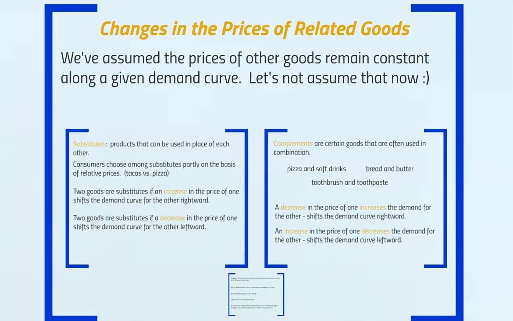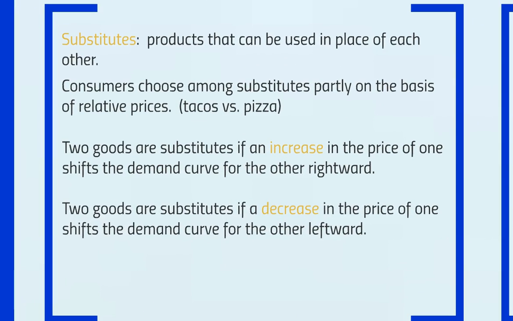Changes in the prices of related goods. We've assumed that the prices of other goods remain constant along a given demand curve. Let's not assume that now. So we have substitutes. Substitutes are products that can be used in place of each other. Consumers choose among substitutes partly on the basis of relative prices. Tacos versus pizza. Two goods are substitutes if an increase in the price of one shifts the demand curve for the other rightward. And again, we'll talk about how the demand curve shifts right and left in a little bit.